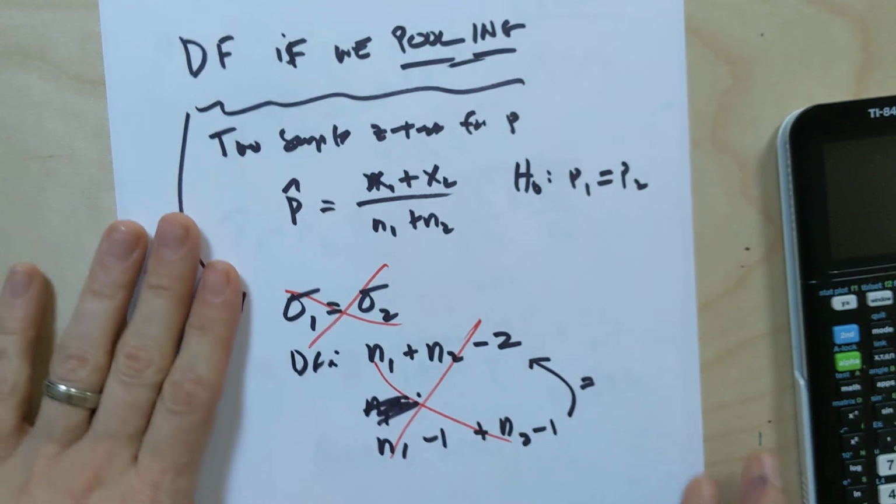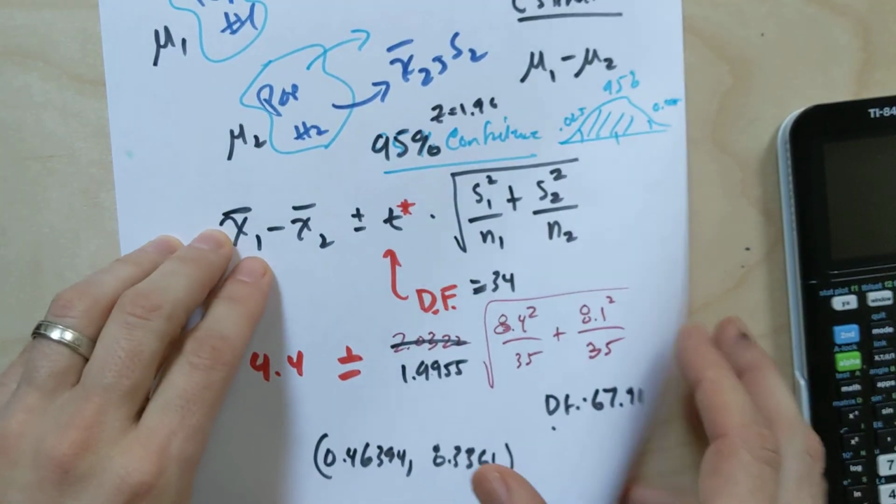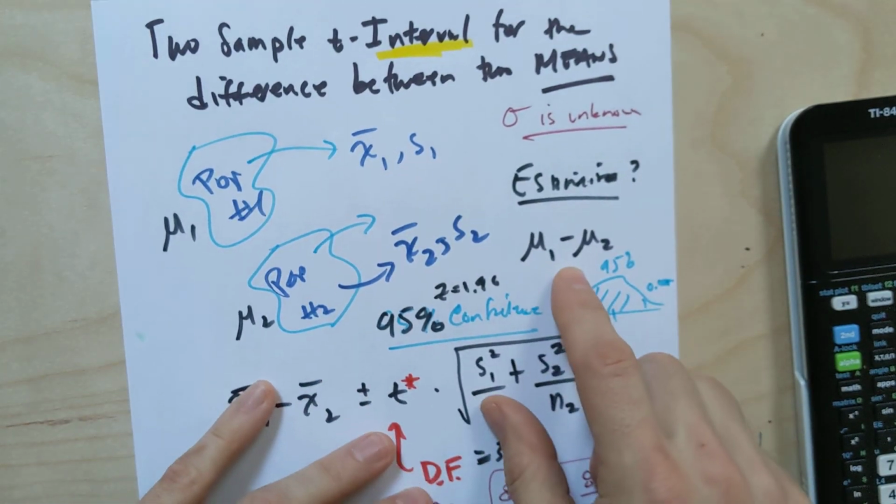So anyway, guys, hope this was helpful. Here we learned to do a two-sample t-interval to estimate the difference between two population means.